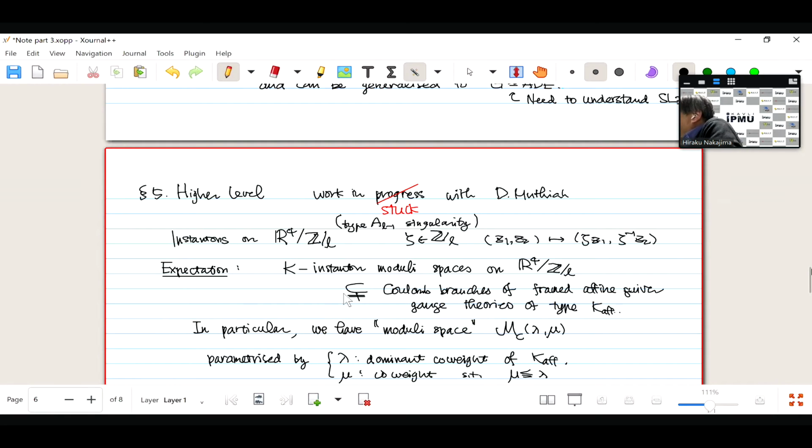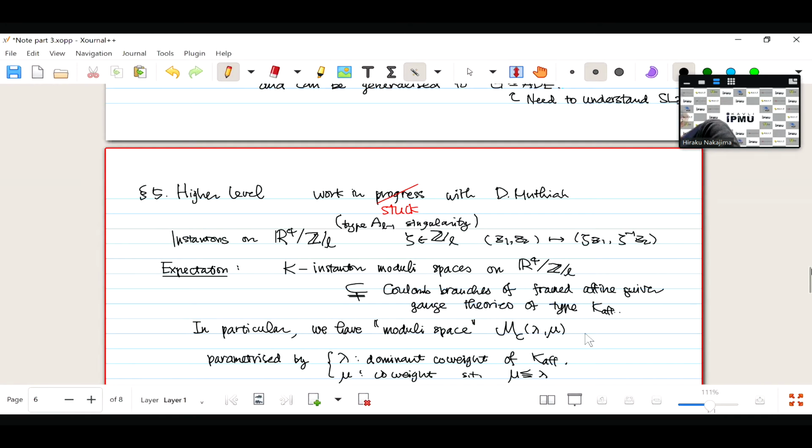which is strictly larger. And the index set for the K-instanton moduli space for R4, if you forget this finite cyclic group, was just a non-negative integer, called the instanton charge. So the analog of the instanton charge for the Coulomb branch is a pair lambda, mu. So lambda is a dominant coweight.